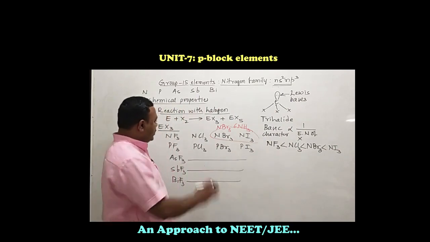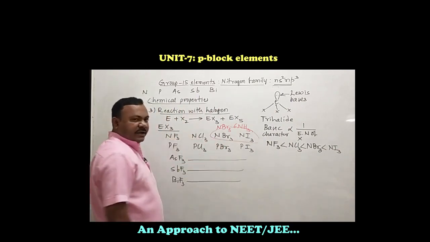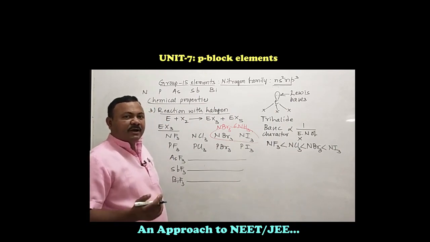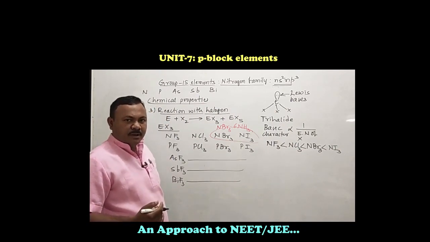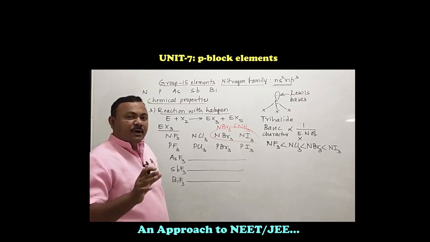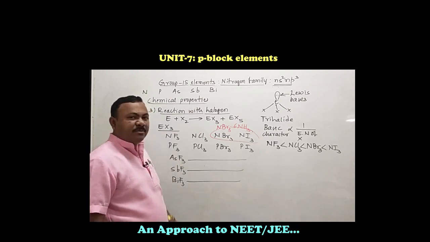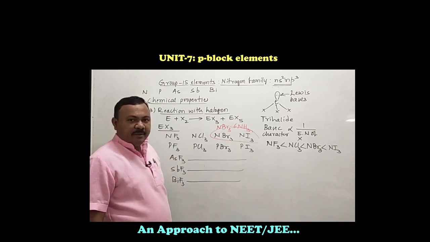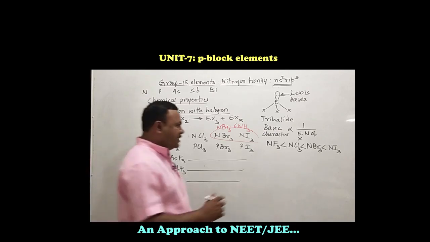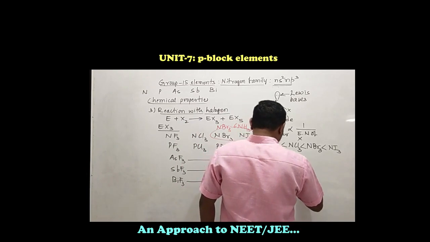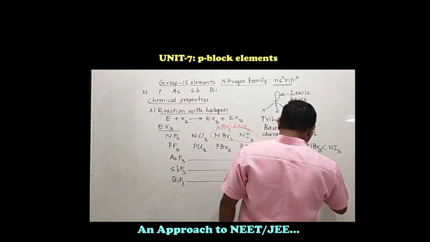Not only this, except nitrogen trihalides, remaining all trihalides can act as Lewis acids. They are capable of accepting a lone pair. They have d orbital in the valence shell. Because of d orbital in the valence shell, all these compounds are capable of accepting lone pair. As a result, they act as Lewis acids. Now see the Lewis acid strength. Lewis acid strength all depends on electronegativity of E as well as electronegativity of X.